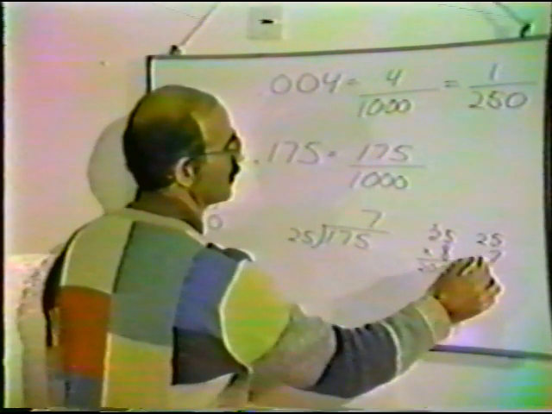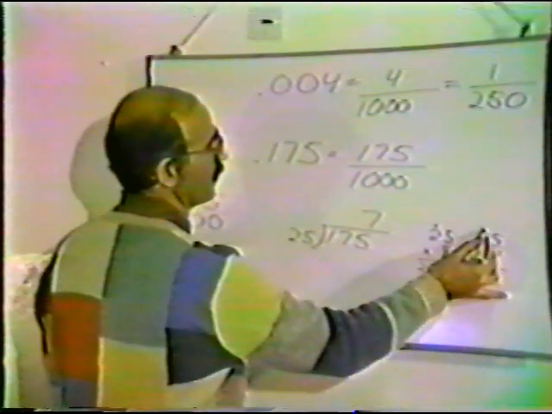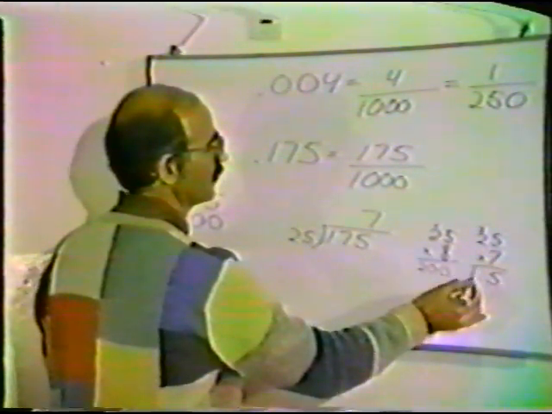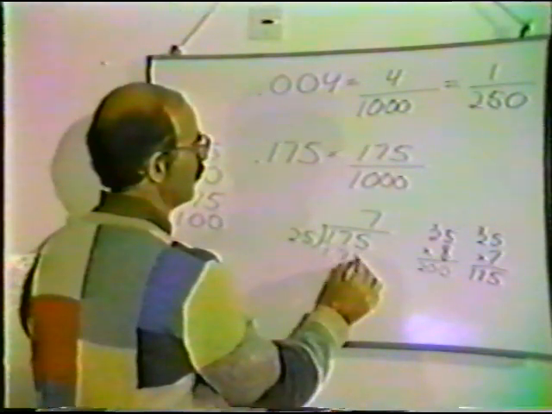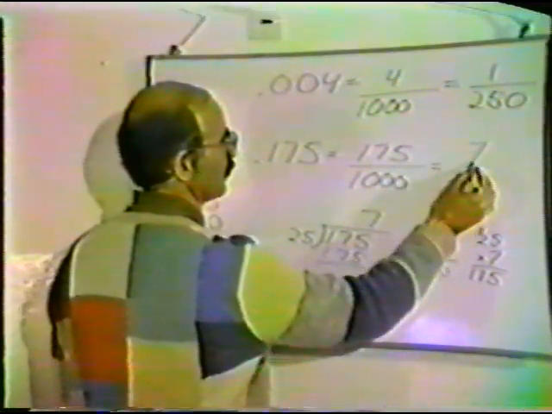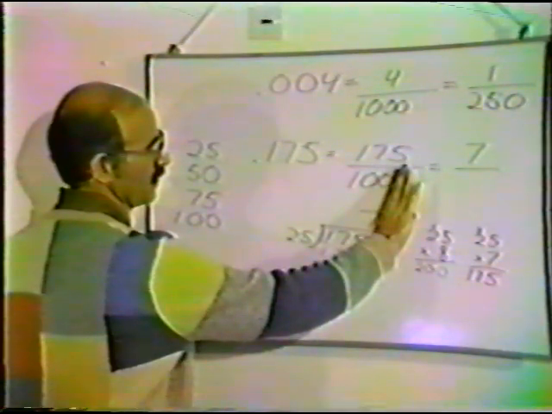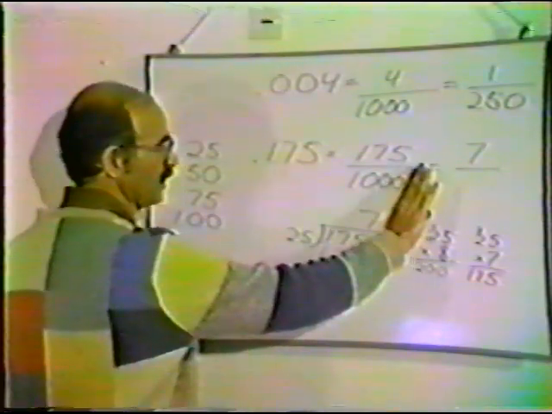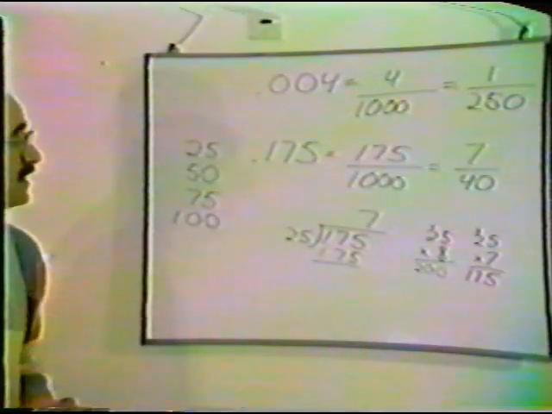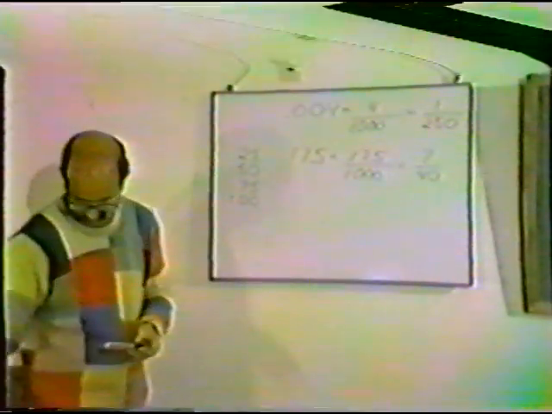25 times 7. 5 times 7? 35. Carry the 3. 2 times 7 is? 14. Plus 3? 17. There we have our 175. 25 into 175 was? 7. 25 into 100 is? 4. So into 1,000 is? 40. And this reduces to 7/40ths with a little bit of work.